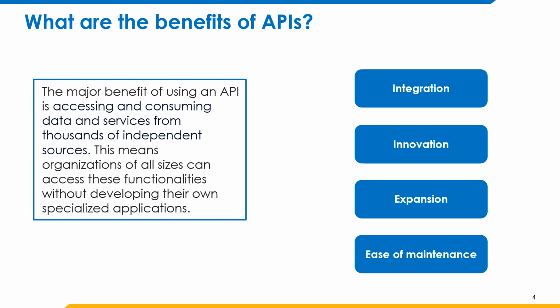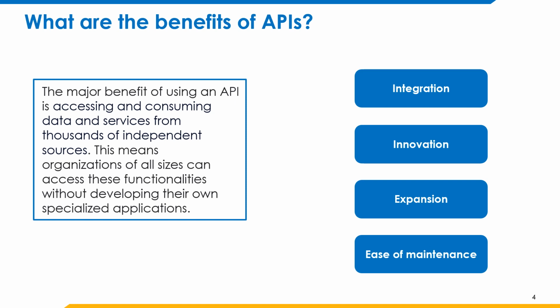The first benefit is integration. APIs are used to integrate new applications with existing software systems. This increases development speed because each functionality doesn't have to be written from scratch. You can use APIs to leverage existing code.